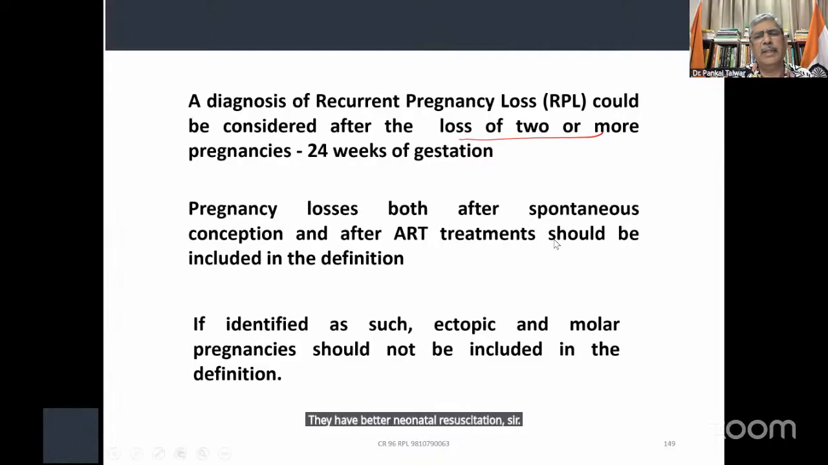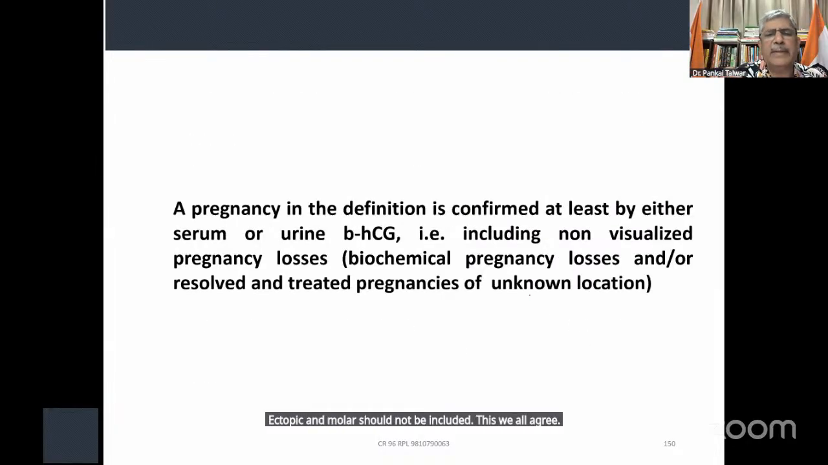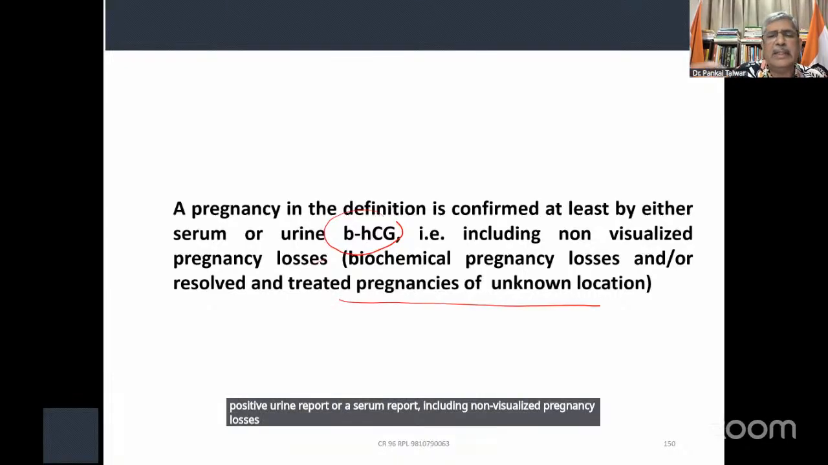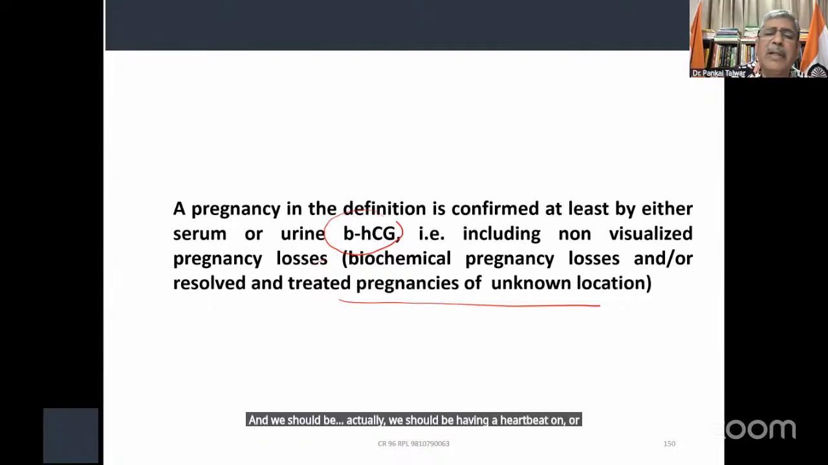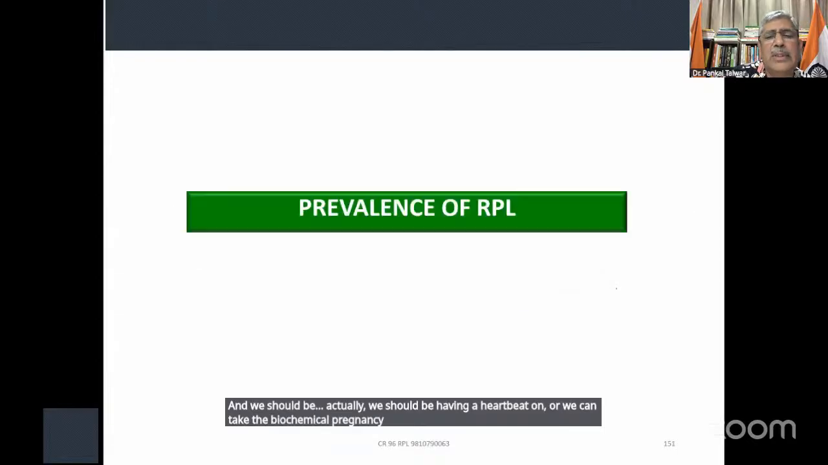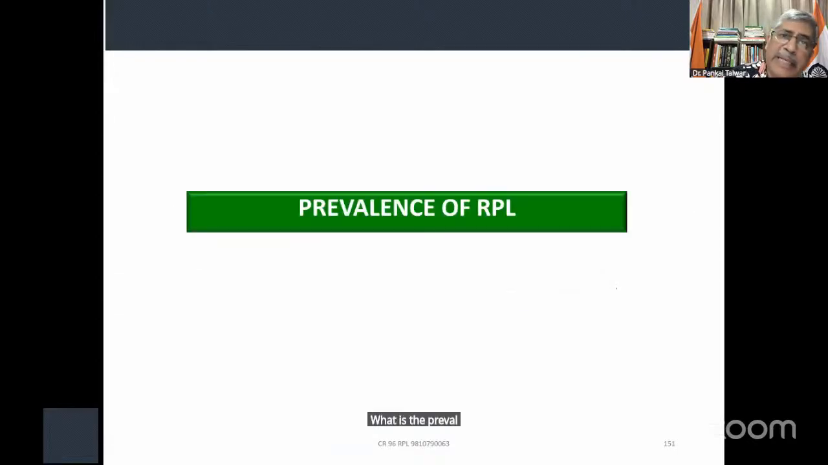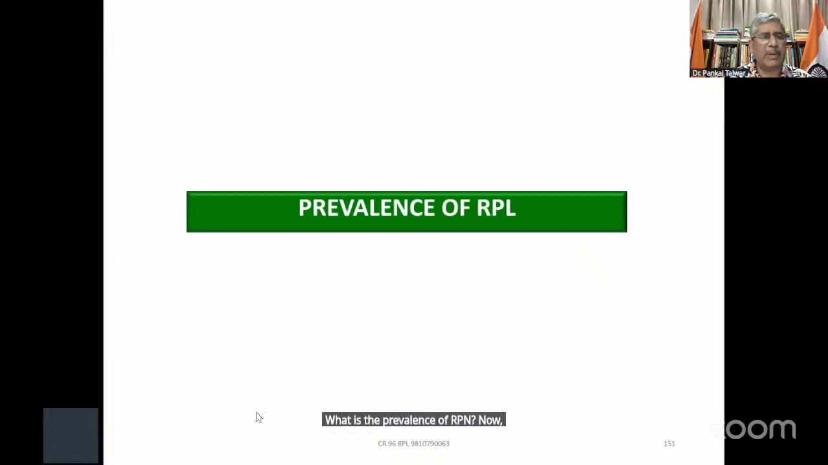Ilamati, super. So then we should look at both ART and spontaneous. Ectopic and molar should not be included. This we all agree. So we look at biochemical, either we have a positive urine report or a serum report, including non-visualized pregnancy losses. Or so they say that we should be having a heartbeat, or we can take the biochemical pregnancy losses also. What is the prevalence of RPL now? Who will tell me?